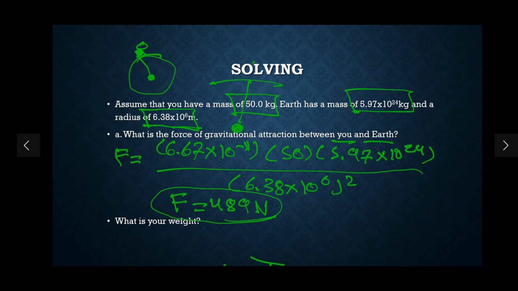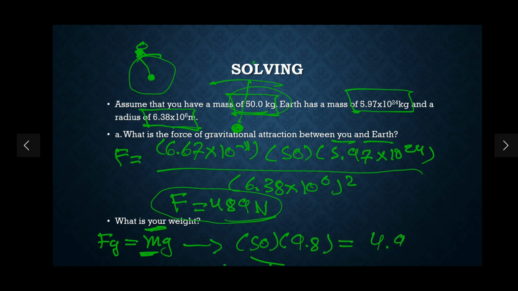What is your weight? How could we calculate that? We know that gravitational force or weight is also calculated by Fg equals mg. But what m should we choose? For your weight, we would take the mass of the person. So 50 times 9.8 equals 4.9 times 10 power of 2. So is the gravitational attraction and the weight relatively the same? Yes, so the answer is true.